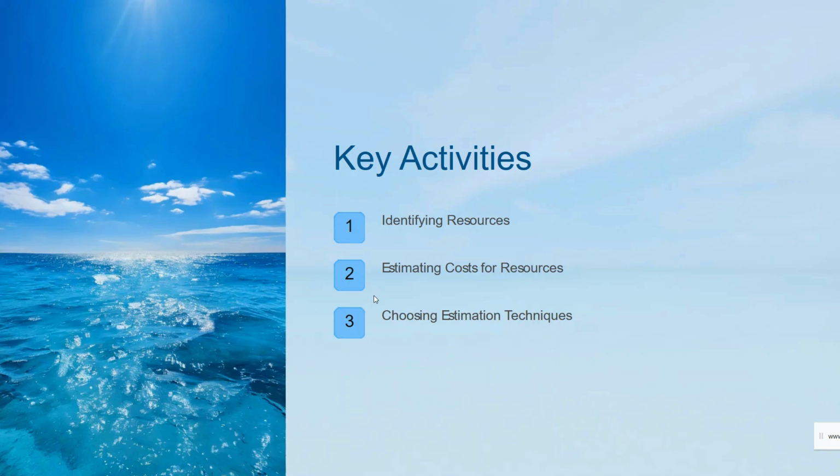Next we have the key activities which we will perform for estimate cost. The first one is identify resources: identify all the resources required for each task, including labor, material, equipment, and overhead expenses. The second activity is estimating cost for resources. For each resource, estimate the cost considering factors like resource availability, market rates, and other factors that affect the pricing of the material.